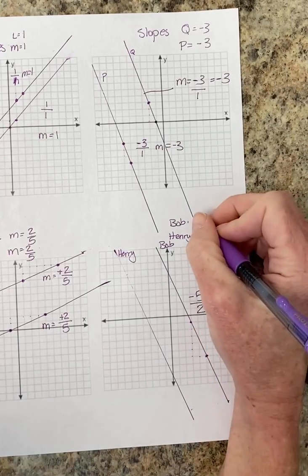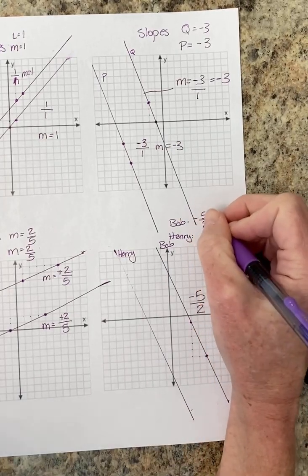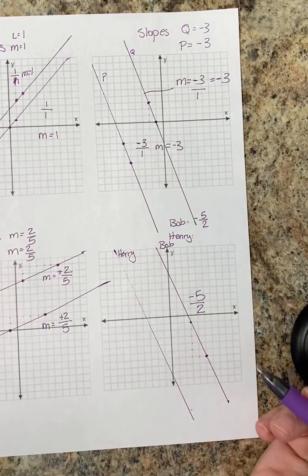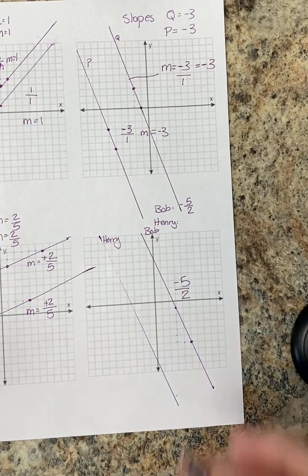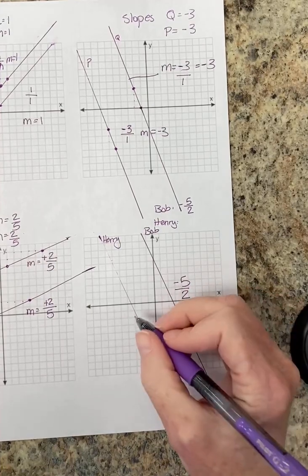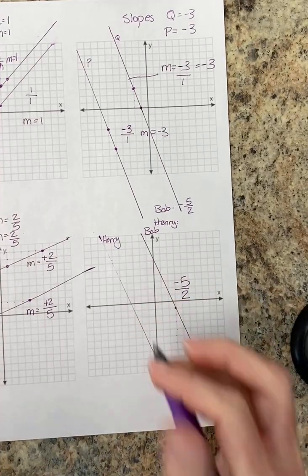So Bob's slope is negative 5 over 2. Can't reduce that at all. Henry, what do you think Henry's slope is going to be? This is where I have to go Dora on you because obviously you can't answer. So let's answer it myself. So let's find out. Hopefully you have in your head what you think it's going to be.